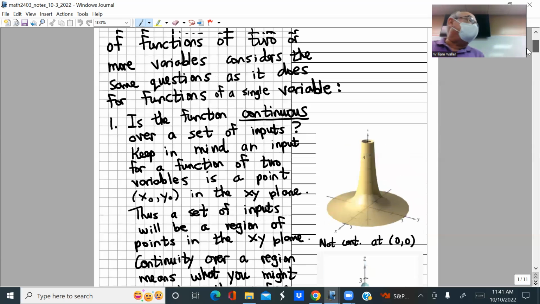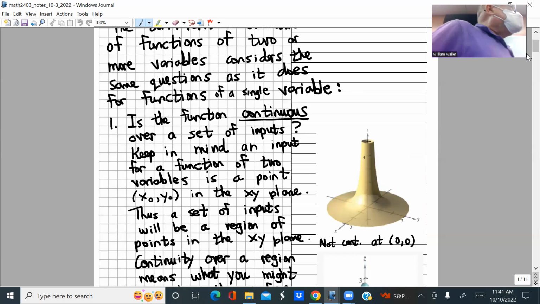So again, what are the key questions we're asking about functions of two variables in differential calculus? Integral calculus, of course, will be something different, but in differential calculus, one thing we want to ask is, is a function continuous? Over a portion of the domain, is the function continuous, meaning that informally, does it not have any holes or breaks in the surface? That's informally what continuity means. And actually, that informal definition is really all you need.